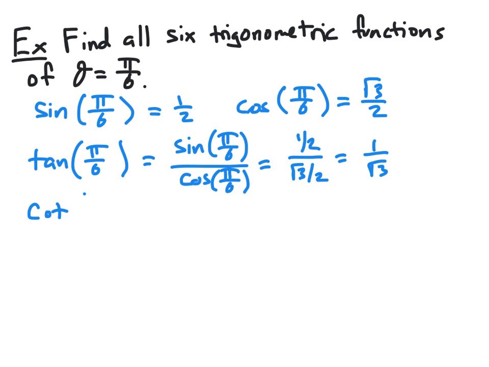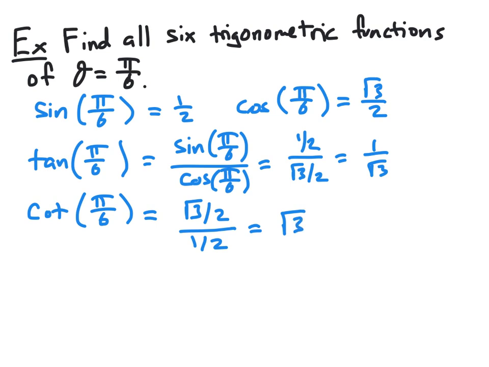Similarly, we won't go into quite as much detail in the remaining ones, but cotangent of pi over 6 will be the cosine of pi over 6 divided by the sine of pi over 6. So this will be the square root of 3 over 2 divided by 1/2. This will be positive square root 3.